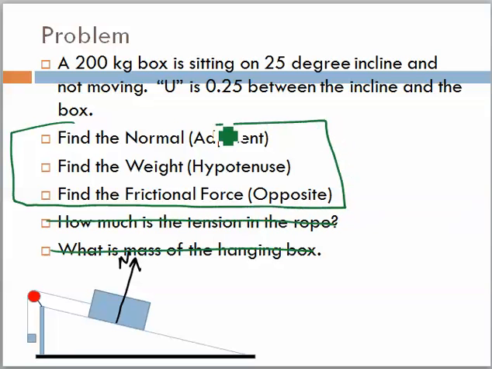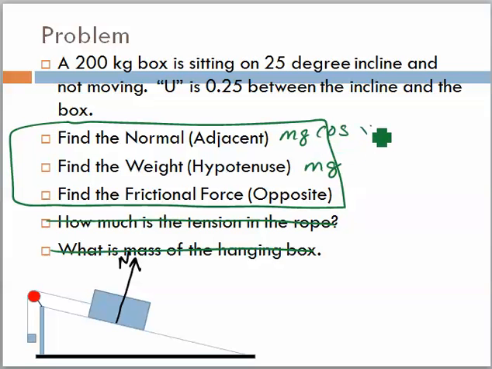If you can find these first three, I'm going to give you a hint, all right? That's mg, as we said two slides ago. This right here is going to be mg cosine of x, and this is going to be mg sine of x. If you can come into class tomorrow knowing those three things, you're going to be way ahead of the curve.